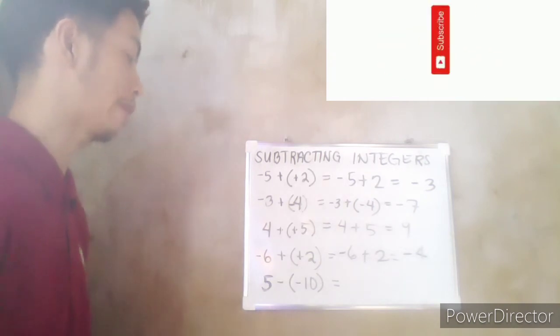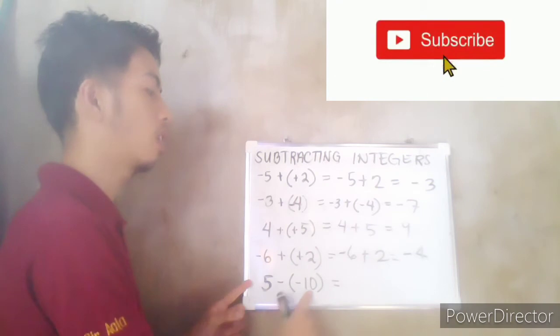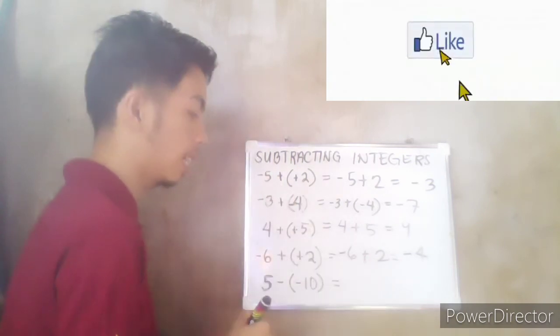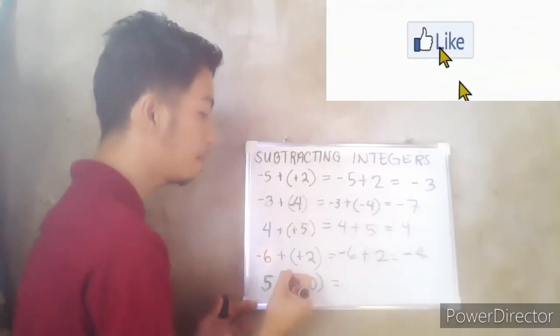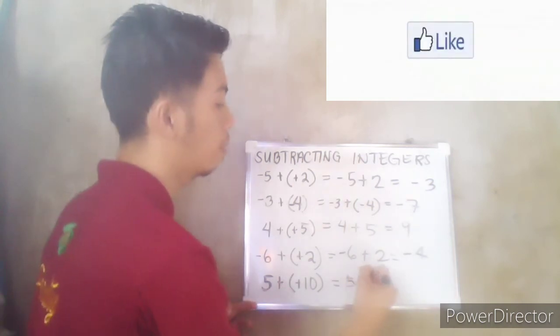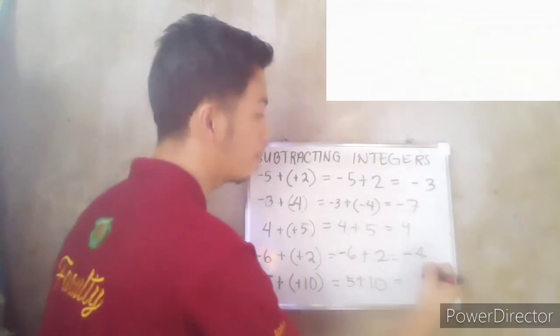Okay, last item. If we have 5 minus negative 10, what is the sign of the subtrahend? Negative. Magiging positive. At ang minus, magiging plus. Okay, so kung i-rewrite natin siya, magiging 5 plus 10. And 5 plus 10 is positive 15.